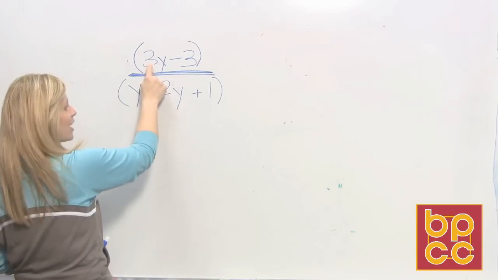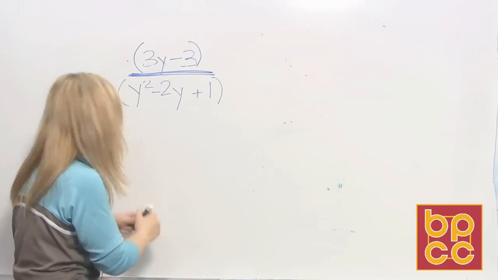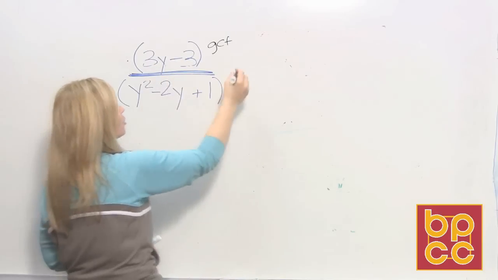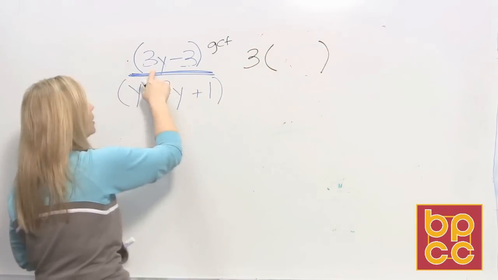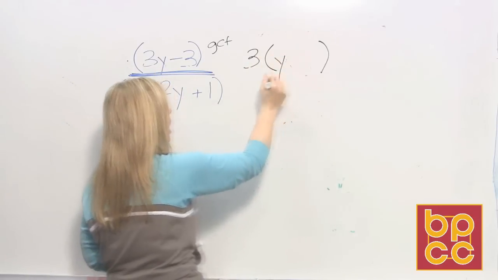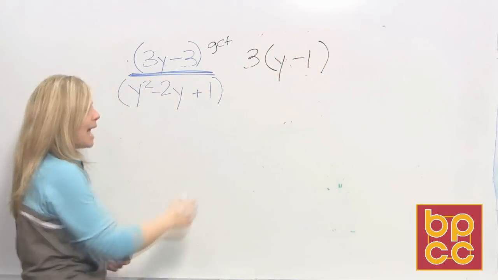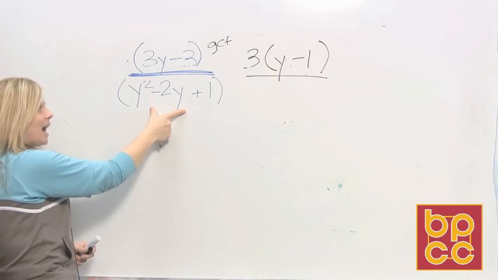So what rule of factoring are we going to use for 3y minus 3? Yep, that's right. We're going to use GCF. What is their greatest common factor? It's a 3. What's left when you divide by 3? 3y divided by 3 is y. Negative 3 divided by 3 is -1. Now you've made multiplication. We're going to factor the denominator.